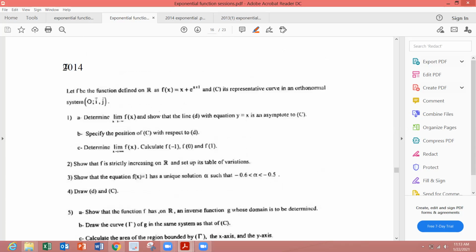Okay, 2014. So we have the function f defined on R by f(x) = x + e^(x+1). We see its representative curve. Part 1. A. Calculate the limit as x tends to minus infinity. How much is the limit as x tends to minus infinity?